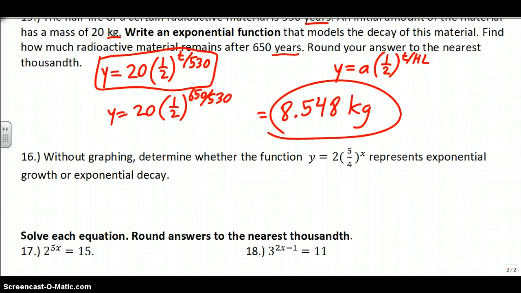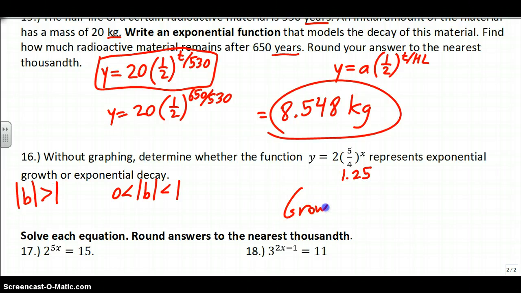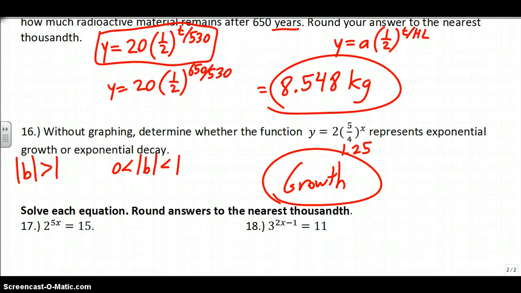Without graphing, determine whether y equals 2 times 5/4 to the x represents exponential growth or decay. Well, remember, growth is if your b value, technically the absolute value of b, is greater than 1. Greater is growth. If the absolute value of b is between 0 and 1, it'll be decay. Well, here's the thing. 5/4 is 1.25. It's bigger than 1, so that would be exponential growth.